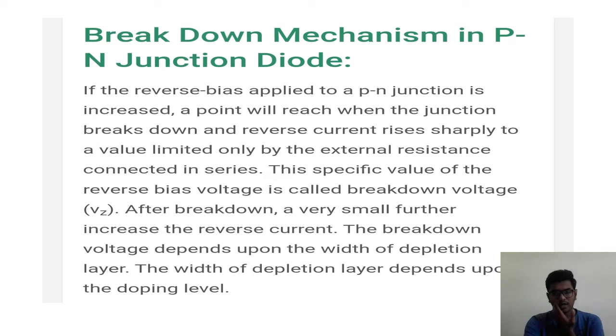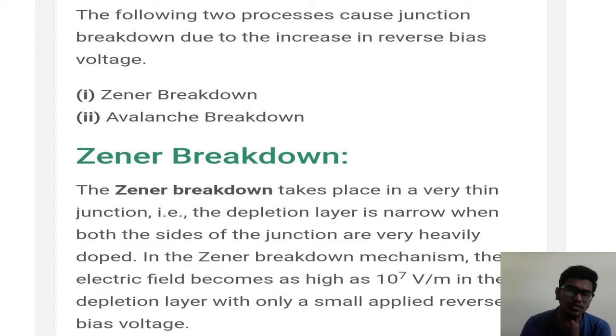This is about the breakdown mechanism. Let us see what is a breakdown mechanism in PN junction diode. The following two processes cause junction breakdown due to increase in reverse bias voltage. They are Zener breakdown and avalanche breakdown. Coming to Zener breakdown, the Zener breakdown takes place in a very thin junction, that is, the depletion layer is narrow when both sides of the junction are very heavily doped.